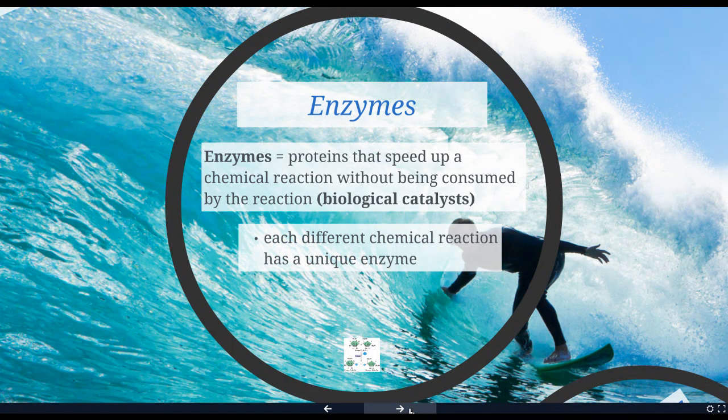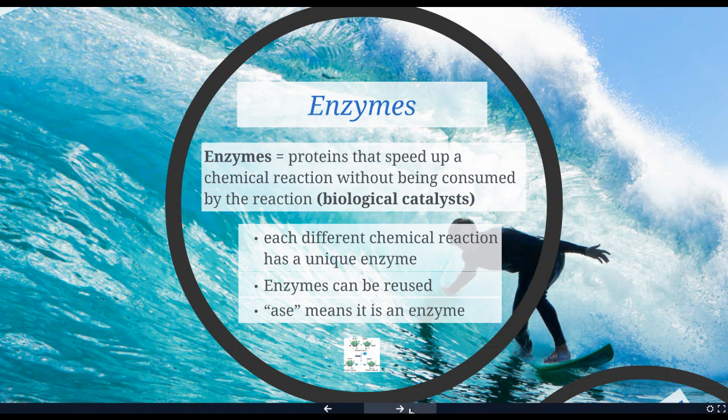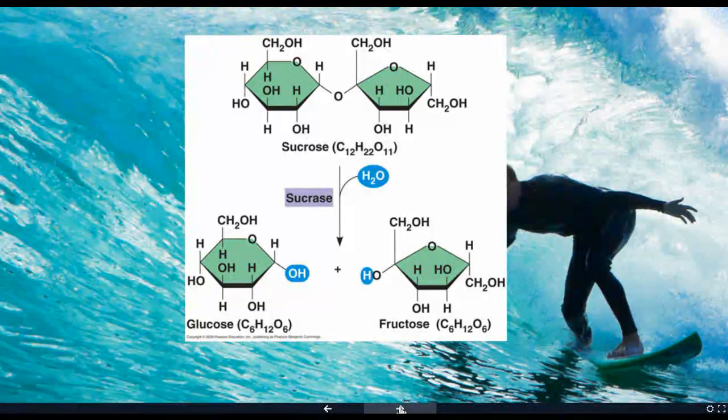Now, each chemical reaction has a unique enzyme that's going to help. And this gets back to this structure-function relationship. If you're going to help a particular chemical reaction, that's going to be based on your shape, and you're not going to be able to help a different chemical reaction. Enzymes, as I mentioned, can be reused. And anytime you see the "ase" at the end of a particular word, polymerase, synthase, that means that the particular molecule is an enzyme.